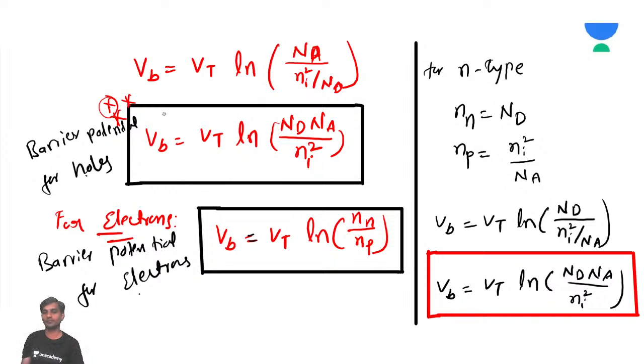Electrons and holes are the same, but the only thing is the direction will change. For holes, the direction is from P to N, and for electrons it is from N to P. That's it, nothing else will change, but they are in opposite directions.